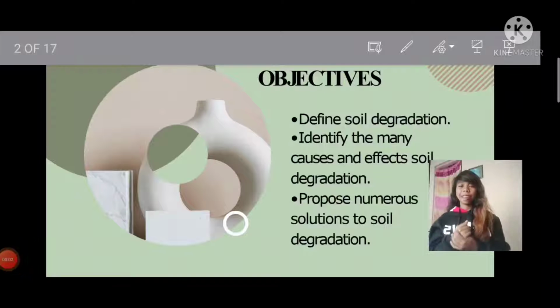To start this discussion, at the completion of this lesson, students will be able to define soil degradation, identify the many causes and effects of soil degradation, and propose numerous solutions to soil degradation.